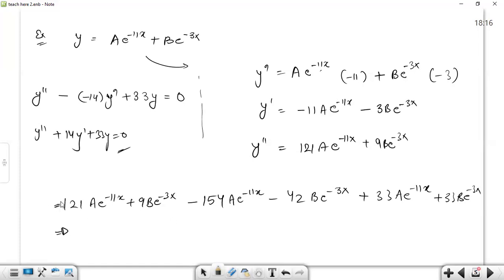Now let's solve for this. 121 minus 154. Basically 121 plus 33 will make it 154, and it will cancel, it will become 0. The coefficient of this is the same. 9 plus 33 will make it 42, which will cancel this. So everything will be cancelled and the remainder will be 0. That's why this short observation, this result works, and it will save our time.